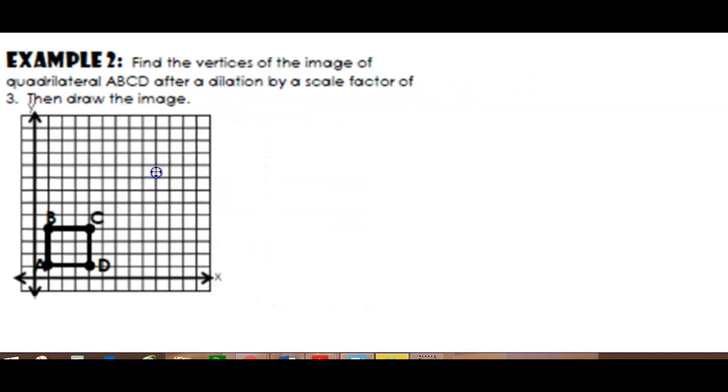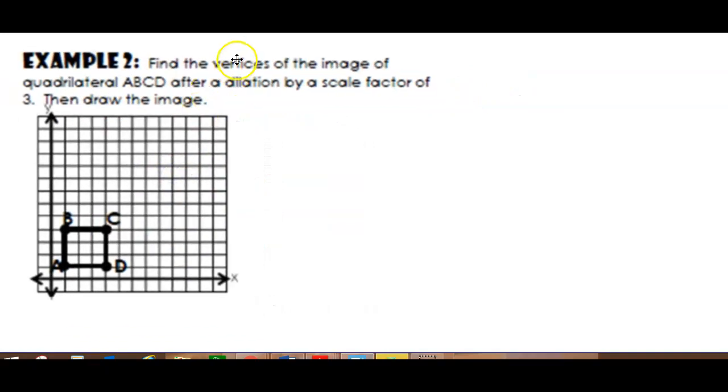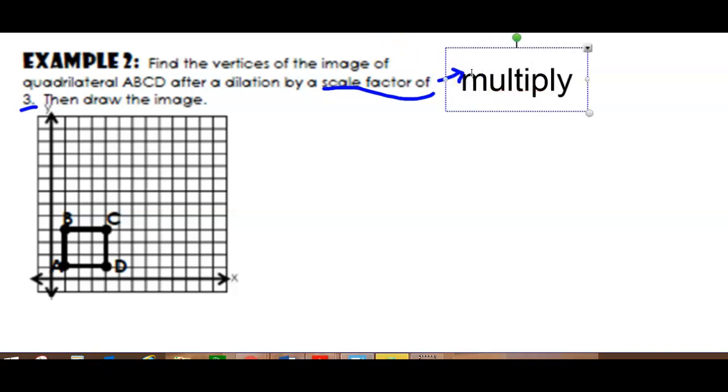So example 2 is very similar. We're going to find the vertices, which we said was points of the image. And this time it's a quadrilateral, so we will have 4 points to do, but not a big deal. And it is a scale factor of 3. So again, scale factor means to multiply. I'm going to write that out. And we are going to multiply this time by 3. So a scale factor of 3.